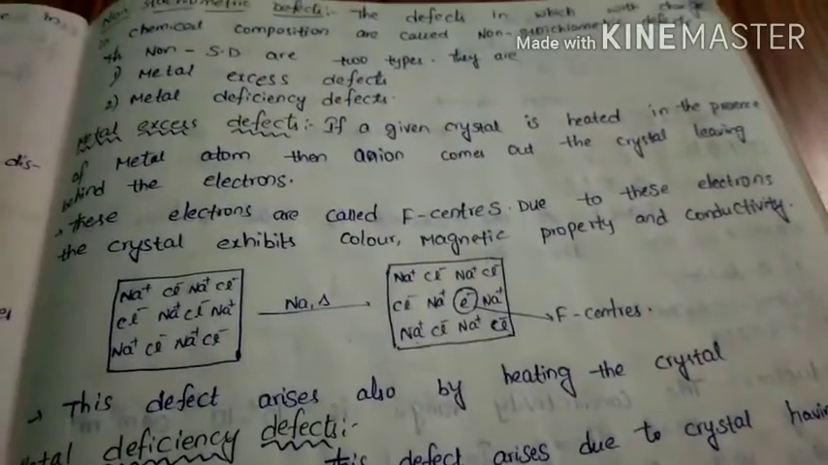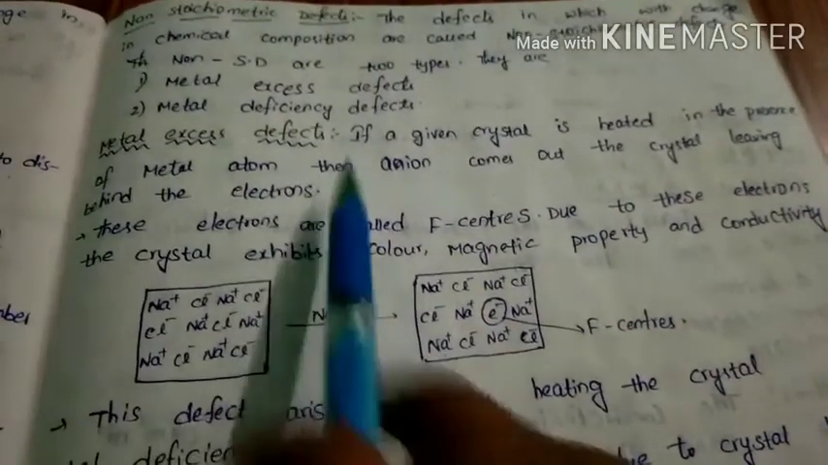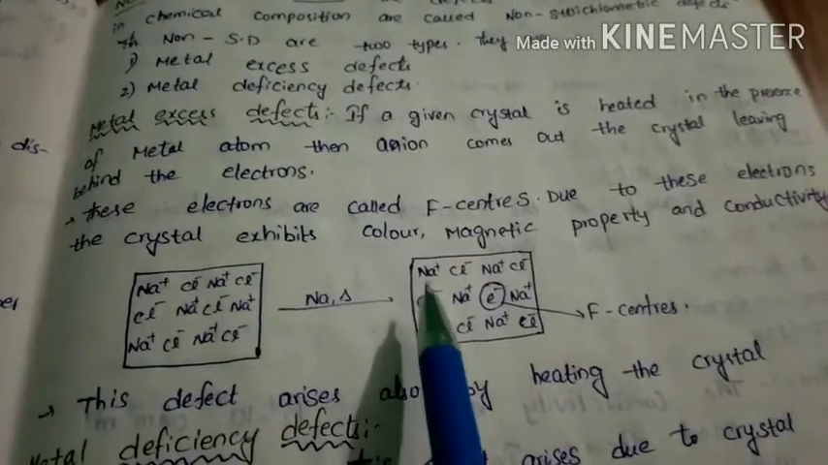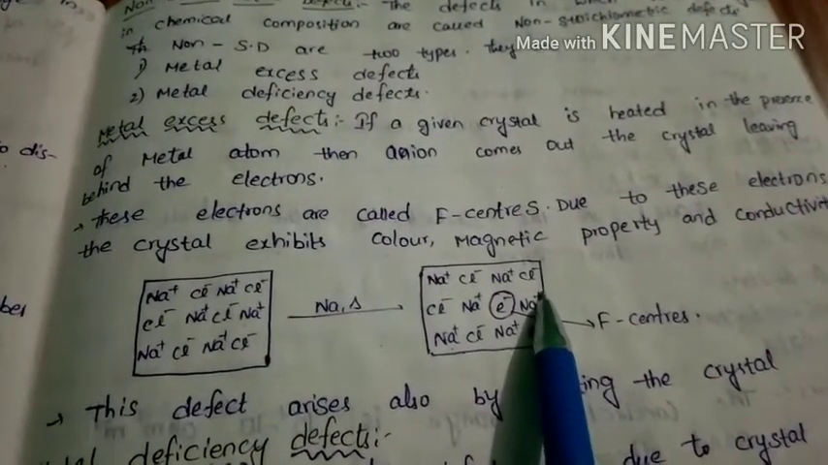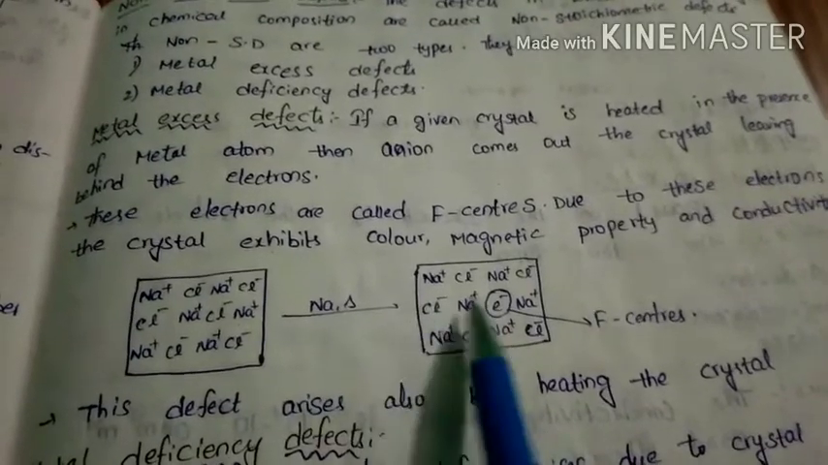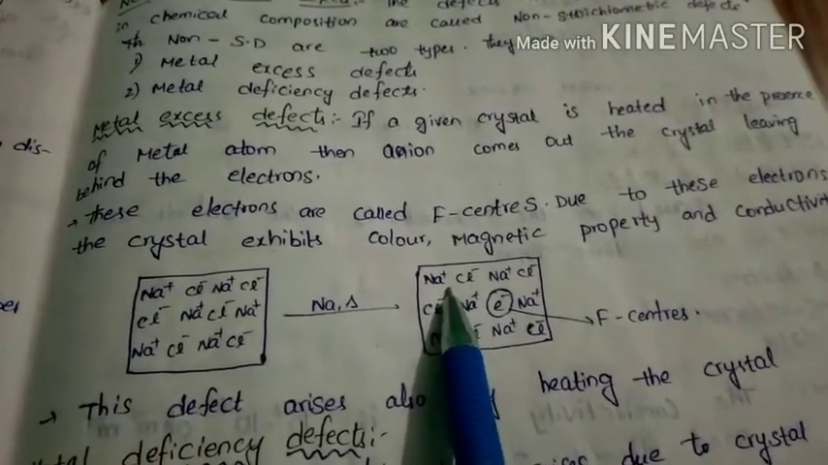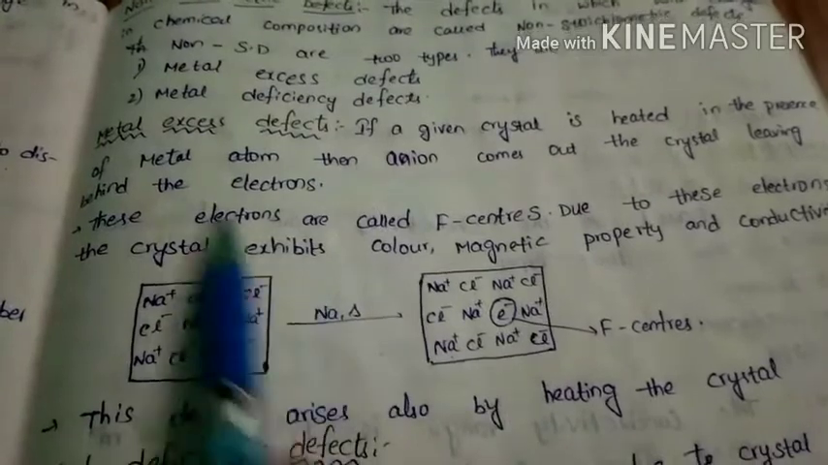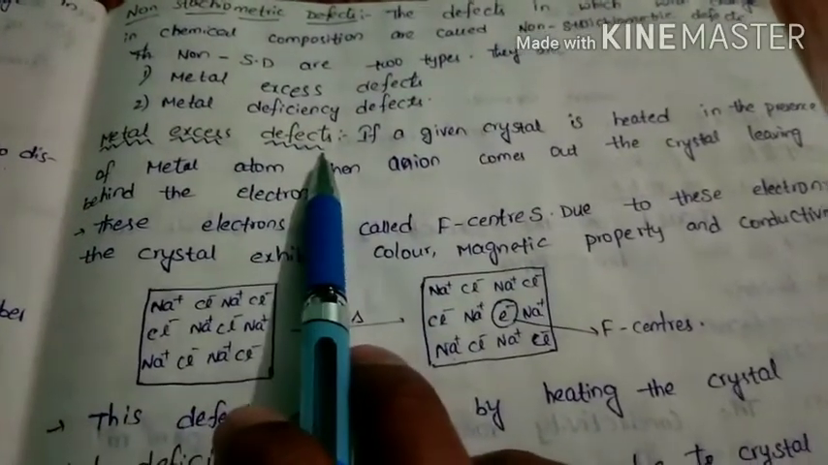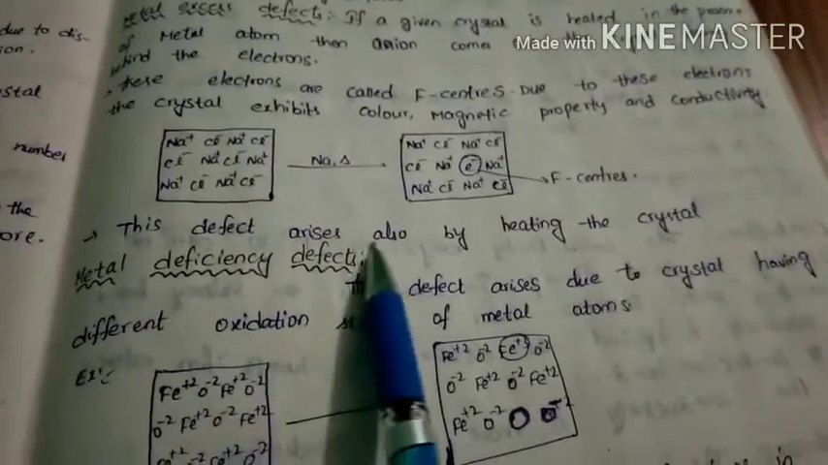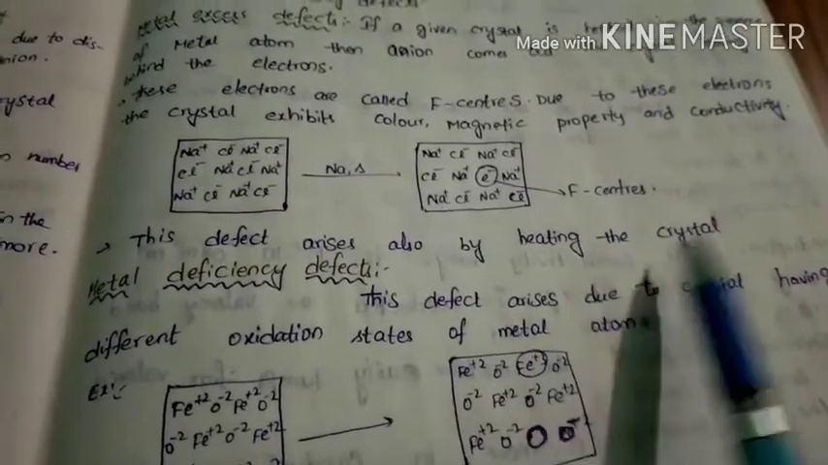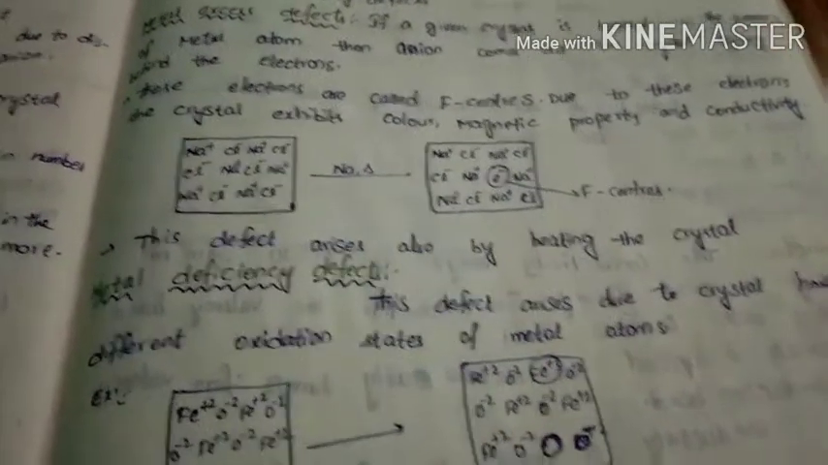Then one point is there here. Why is it called a metal excess defect? Here Na is the metal and Cl is the non-metal. In this crystal, metals are more compared to non-metal. That is why it is called a metal excess defect. Next, this defect also arises by heating the crystal without metals.